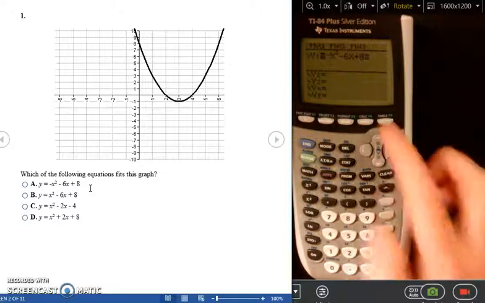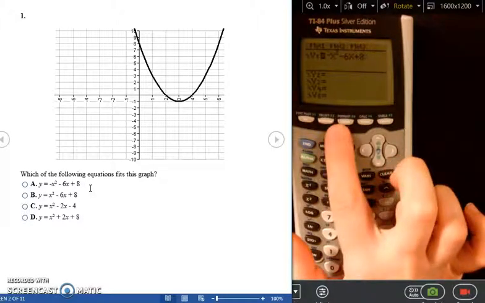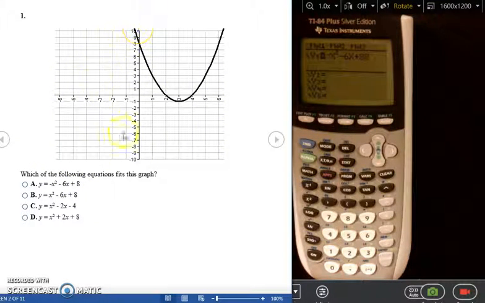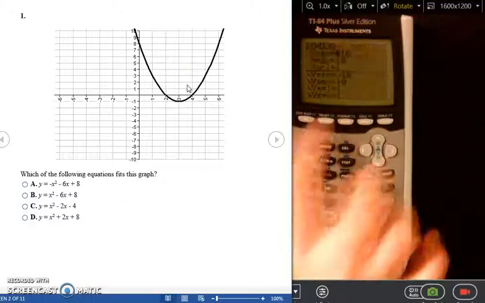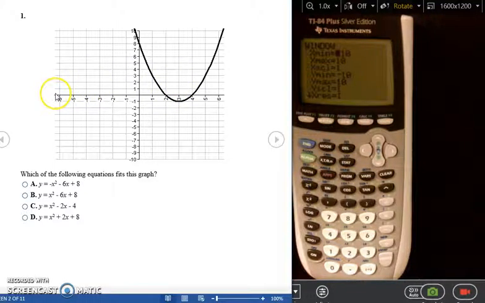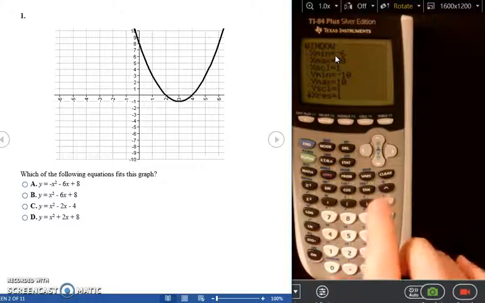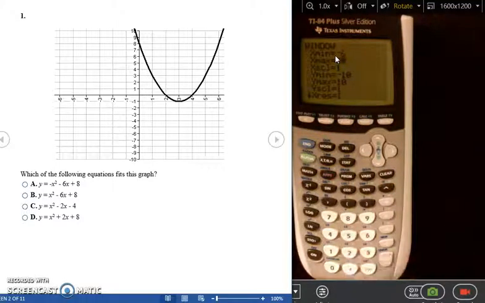And so I'm going to go ahead and graph that, but I want the window on my screen to match what is given to me in the problem. So I'm going to press window, and I notice in the problem it goes from negative 6 to positive 6 on the x-axis. So for the x-min, I'm going to put negative 6. And for the x max, I'm going to put positive 6. And I'm going to keep the scale, which means the tick marks, at 1. So there's going to be a tick mark every number, just like there is in the graph.